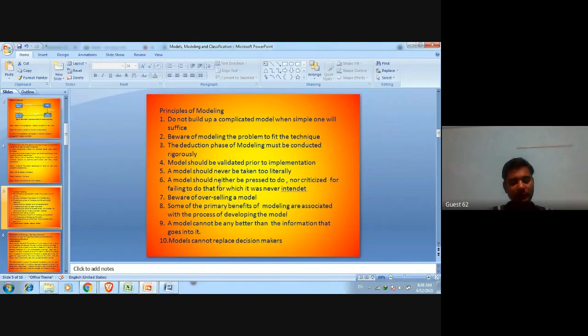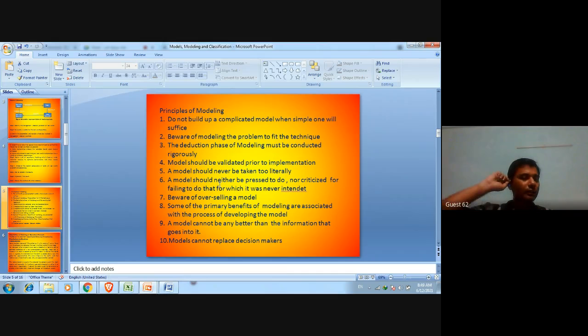In case your model is not validated prior to its implementation, then it can be implemented in phases for validation. It means you have to validate your model in different phases. For example, a new model for inventory control may be implemented for a certain selected group of items while the old order system is retained for the majority of remaining items.